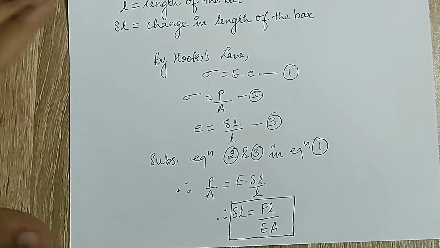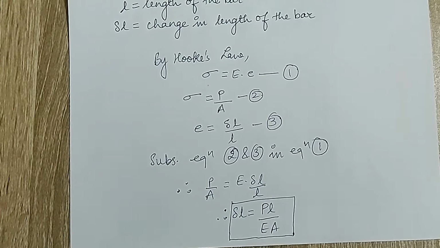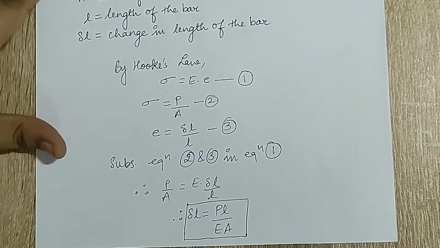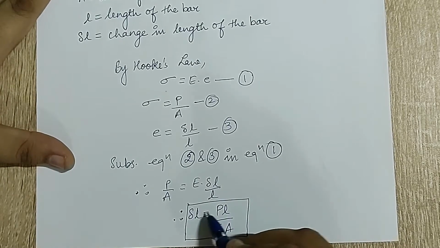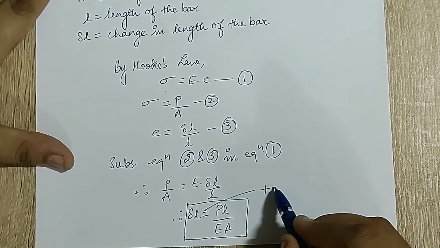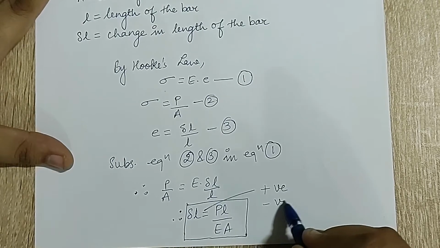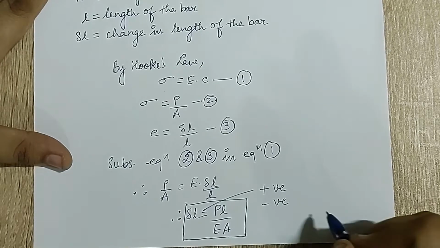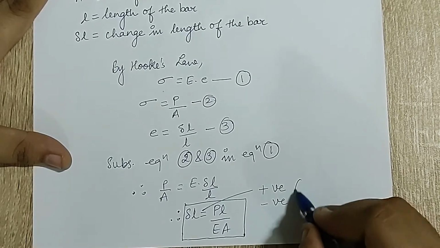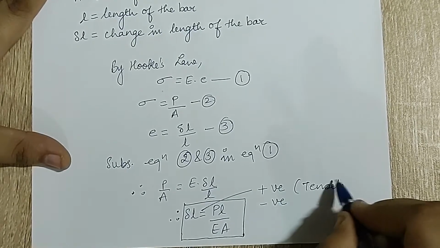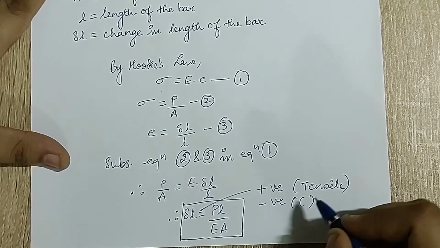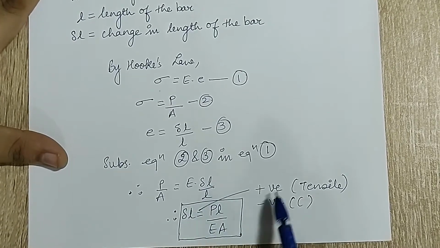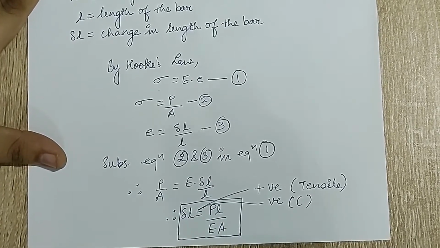This is extremely important. This is the relation which we are going to use throughout the study of this chapter. There is one thing which needs to be noted, that this delta L formula is applicable for increase or decrease in length, which means increase in length can happen when I apply a tensile type of load. Suppose if I happen to apply a compressive type of load, then there will be a decrease in length. So the same formula can be used for both these cases.